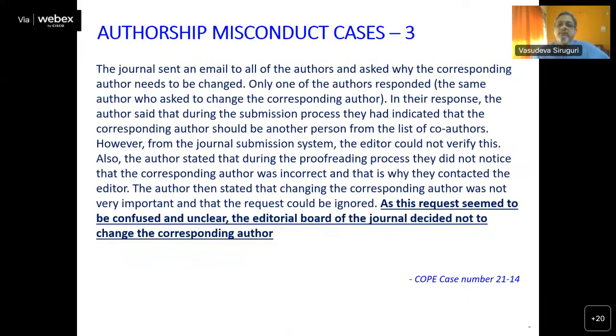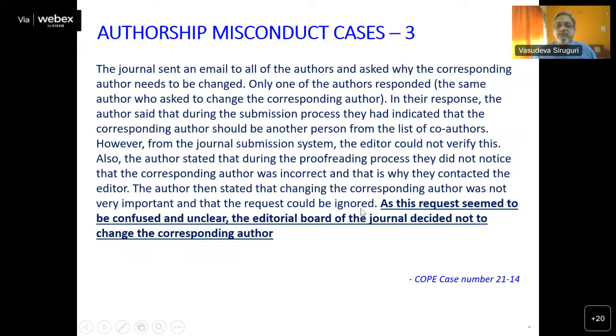Okay. So then the journal again sent an email to all the authors and asked why the corresponding author needs to be changed. Only one response came, from the same fellow who asked for the change of corresponding author. So they said that during the submission process, they had indicated that the corresponding author should be another person from the list of co-authors. But then when they checked the record, there was no such request coming from them. Then the fellow said that during the proofreading process, they did not notice the corresponding author was incorrect. That is why they contacted.